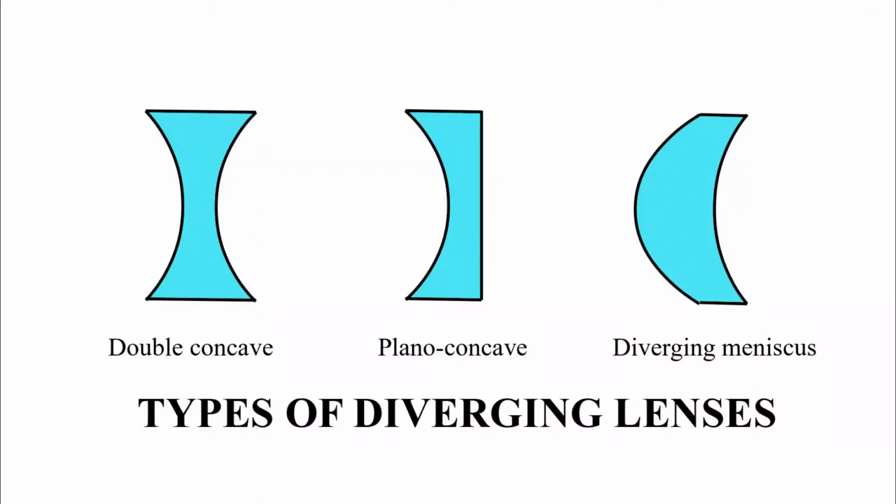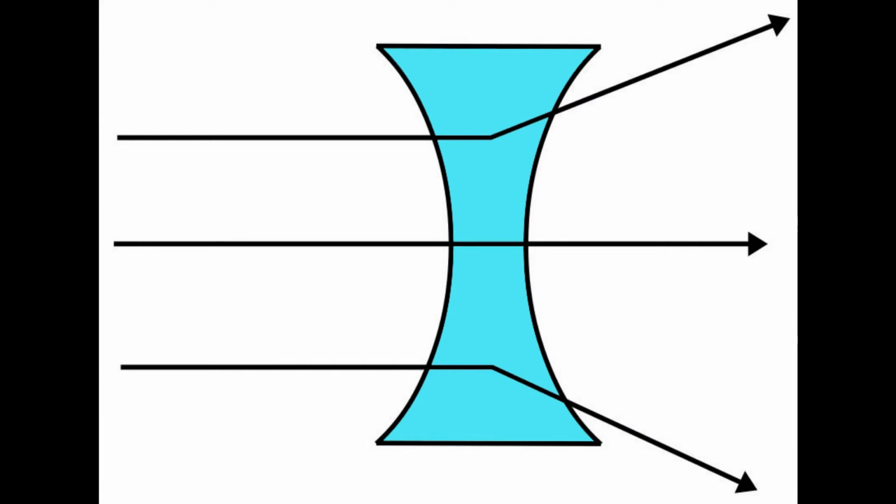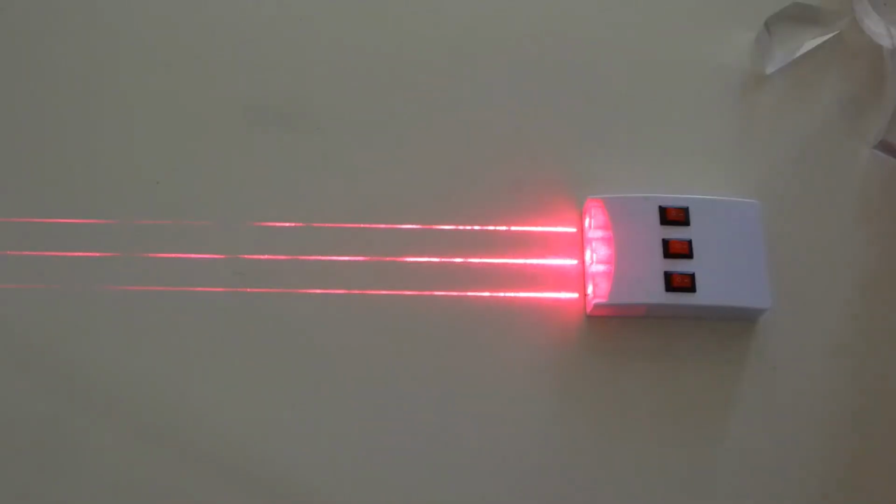These are the main types of diverging lenses, biconcave, plano-concave, and convex-concave, or diverging meniscus. In a diverging lens, the ray passing through the center is not deflected either. The others separate when they reach the lens.